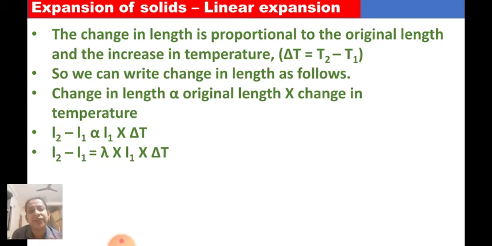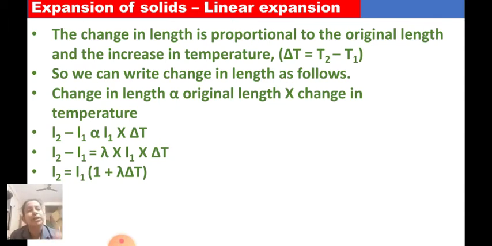So here you find that L1 is common, that is L1 plus lambda into L1 into delta T. So L1 becomes common, and therefore we can write the formula this way: L2 is equal to L1 into, with L1 taken out, 1 plus lambda delta T. In the second part, what remains is lambda delta T. So this is the formula for finding the final length after the linear expansion. This is why it is called linear expansion, because the length has increased.